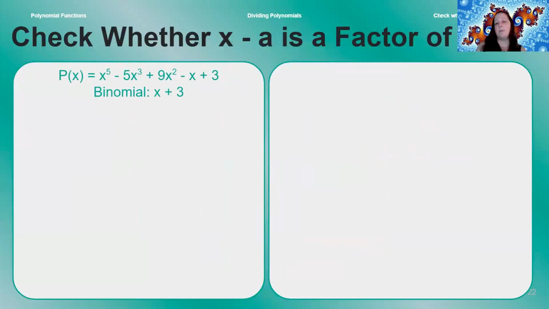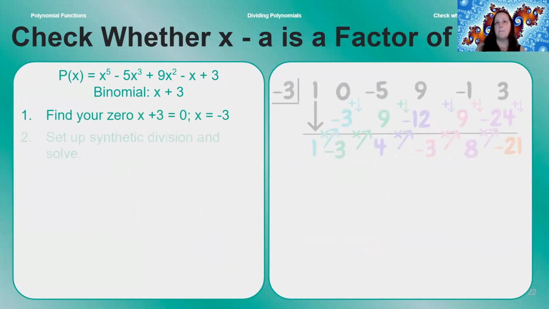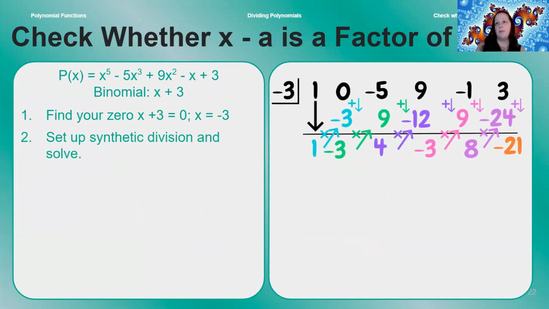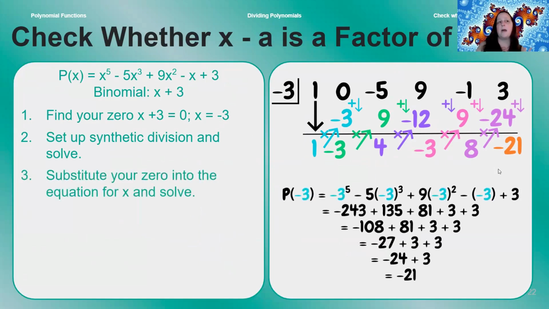So if I have x to the fifth minus 5x cubed plus 9x squared minus x plus 3, and I'm dividing by x plus 3, I'm going to set up and find my 0. X plus 3 equals 0 gives me x equals -3. I'm going to set up my synthetic division and solve. Okay. When I do that, I get a remainder of -21. And just to make sure that this works, I'm going to use -3 and substitute it in and see if it actually is a factor of this polynomial that I'm dividing. Okay. It is not a factor, so -3 does not go in evenly into this polynomial.